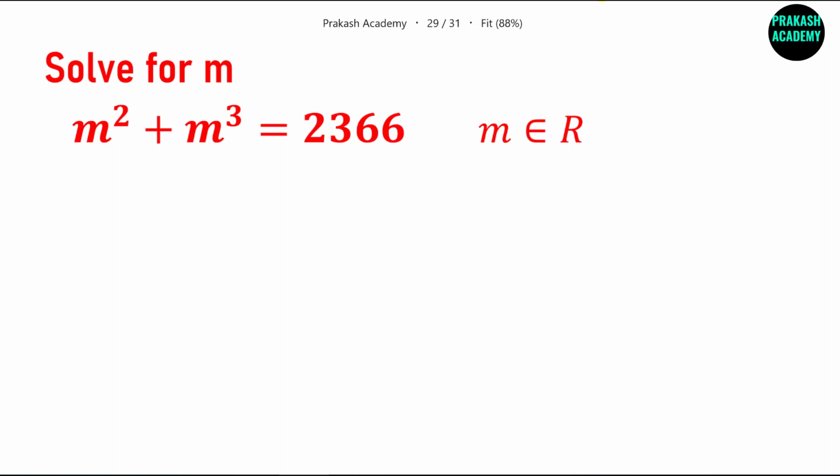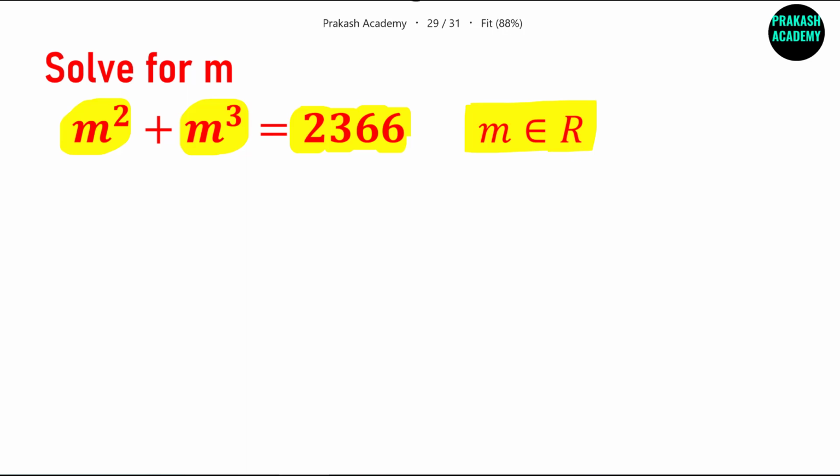So in this problem we have to solve for m. We have an equation, m square plus m cube equals 2366, and we have to find the value of m. The question also says m belongs to the real number set, so m is a real number.